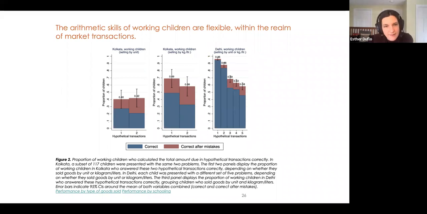Secondly, it's not because they know everything by heart for the things that they sell. It's because they're also able to do slightly different problems. What we did for that is we gave them hypothetical transactions, varying the prices, varying the units, varying the goods. The more things you vary, the more difficult it becomes, as you can see in Delhi. But on average, they still do very well on these calculations that are not about their own produce and not about the prices they're used to. So it's not that they know everything by heart, like a Rolodex in their head of how much tomatoes should be costing.